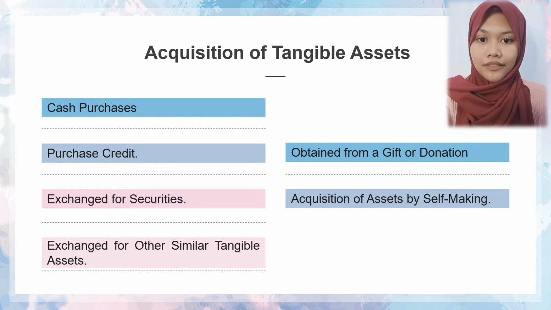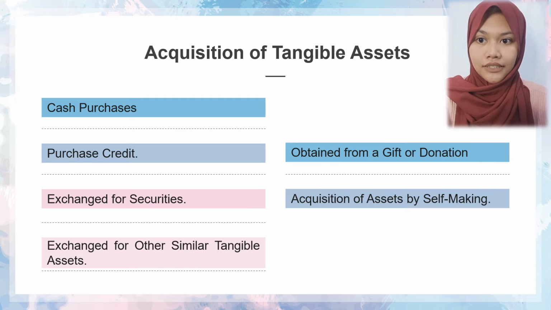Acquisition of tangible asset. A. Cash purchase, recorded in the books with an amount equal to the money spent. B. Purchase on credit, recorded at its cash cost and does not include interest. C. Exchange for securities, recorded in the general ledger according to the stock market price. D. Exchanges for other similar tangible assets. The cost must still be used.